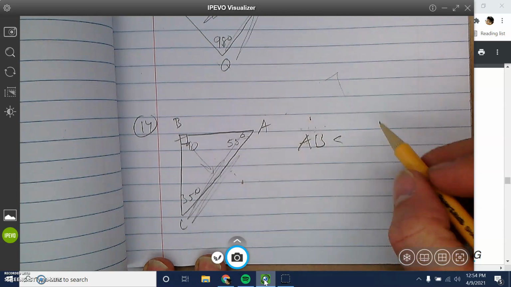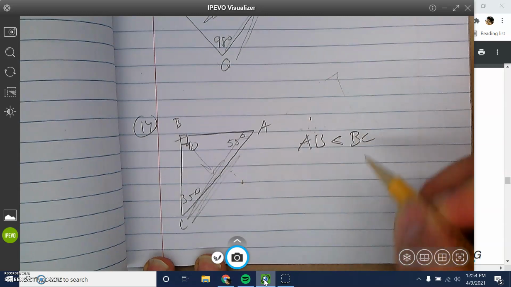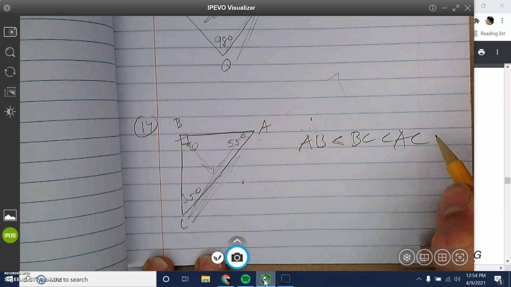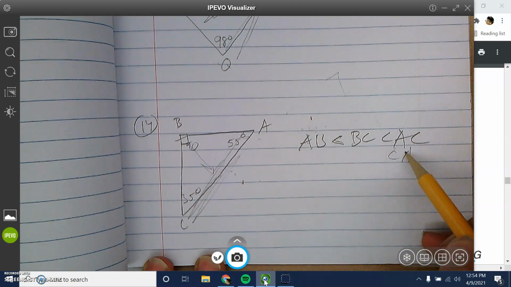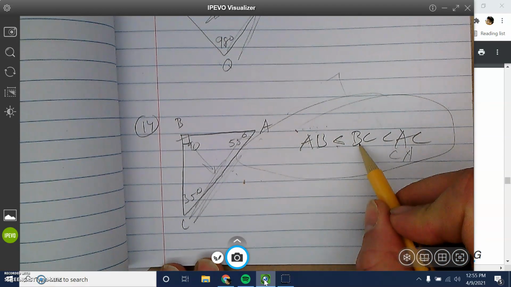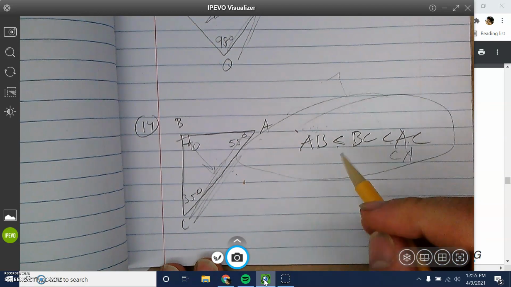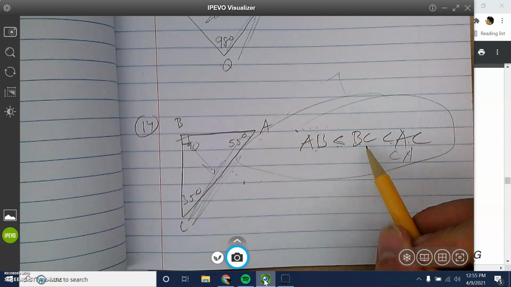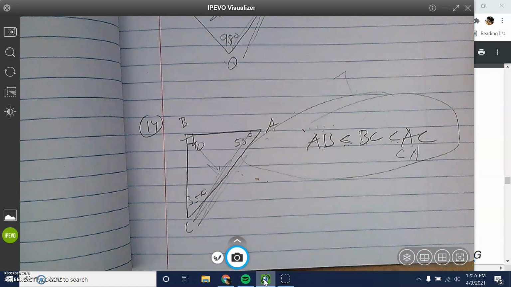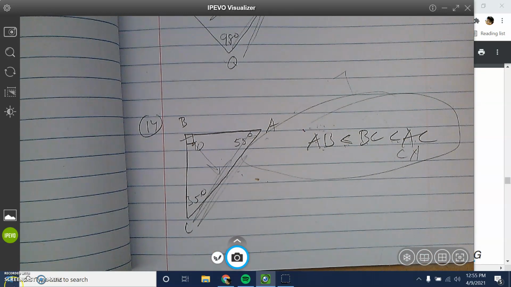What's next? Yeah, BC is the middle, and then the greatest is the hypotenuse, which is A to C or C to A. You can put CA, it doesn't matter. Same thing. Cool. So there we go. So AB is less than BC, which is less than AC. That's how you say it. AB is less than, his left hand is less than, BC, which is less than AC. There we go. Cool. Nice job. Go on to the practice.